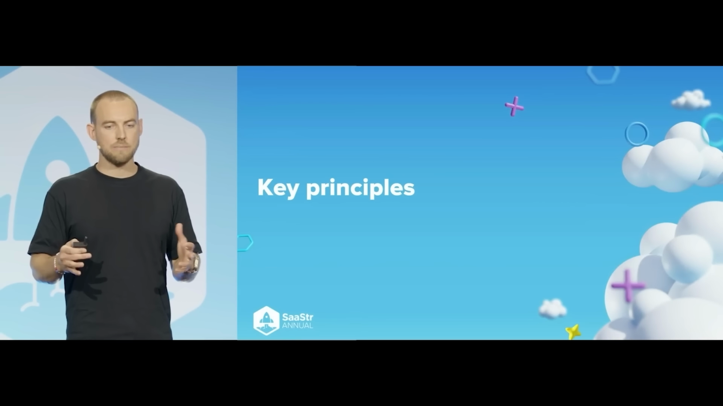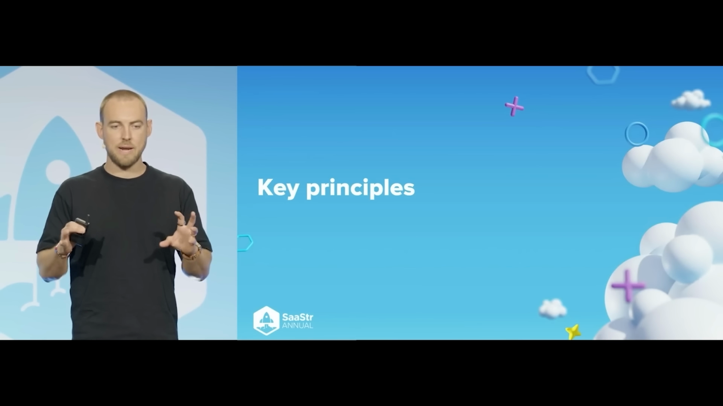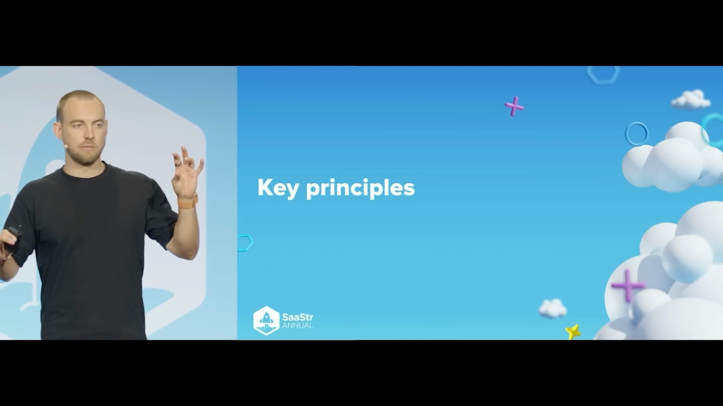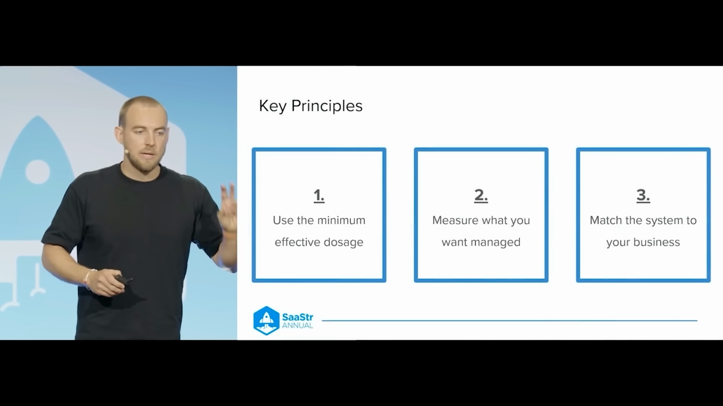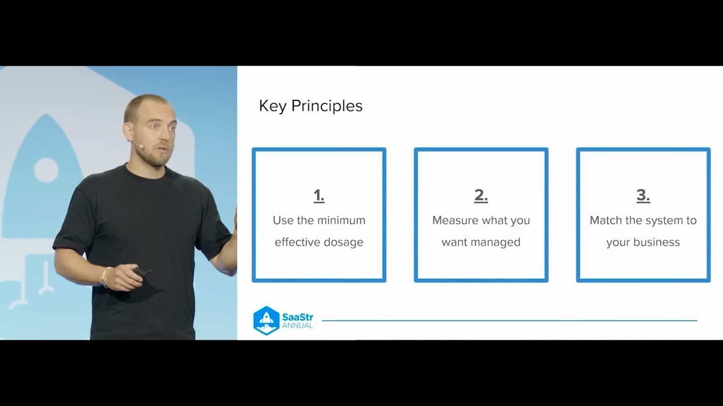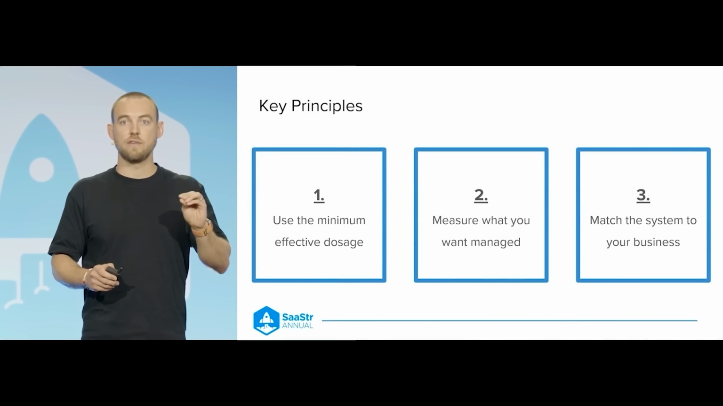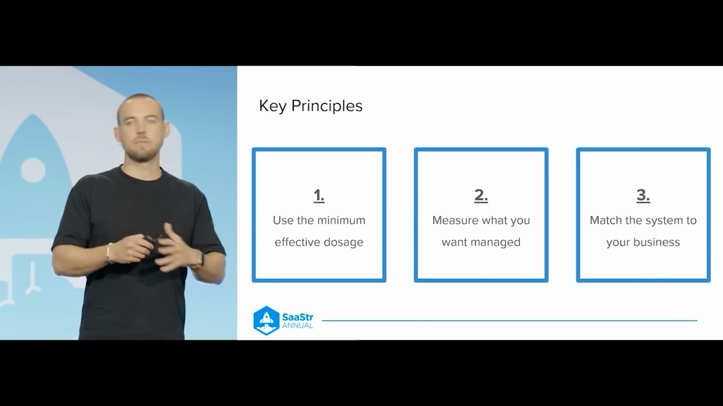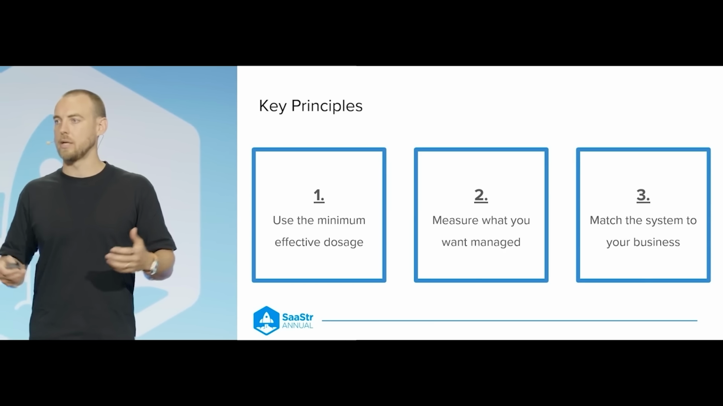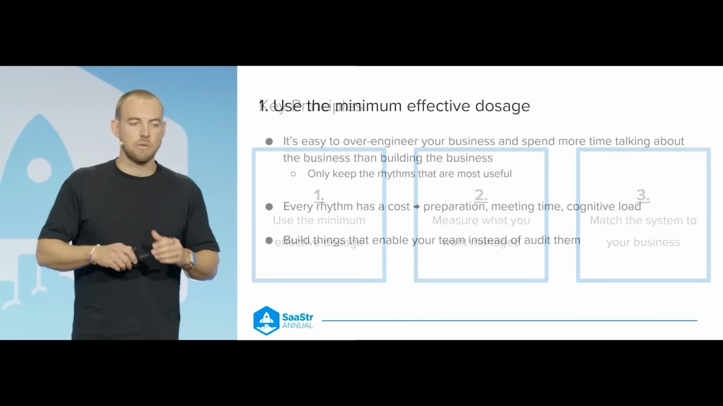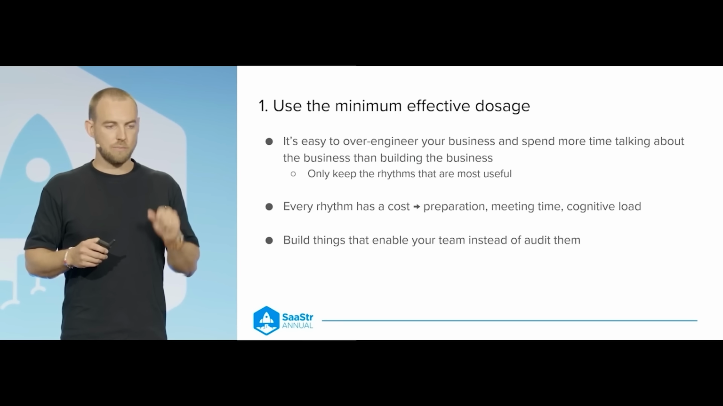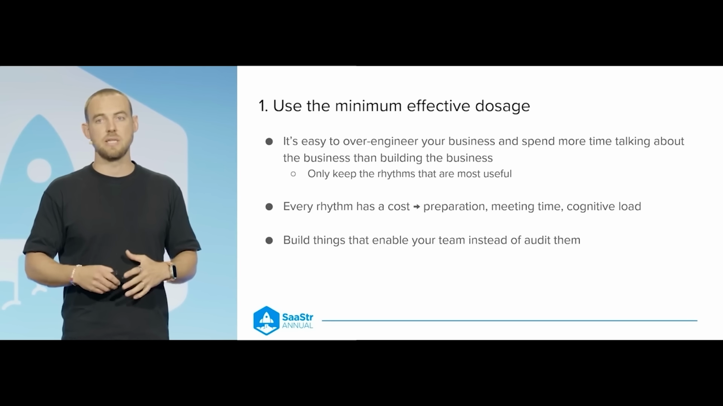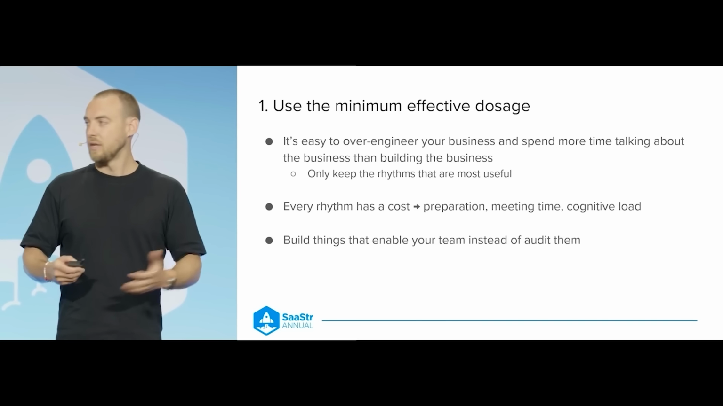So let's talk about some key principles. These are important framing concepts as you build the components: measuring, managing, planning, communicating. So it's about using the minimum effective dosage, about measuring the stuff you want to manage, and matching the system to the state of your business, the maturity, the market, all of that. So let's get into the key principle number 1. So minimum effective dosage. This is one of the most critical things because it's really, really easy to over-engineer this stuff.